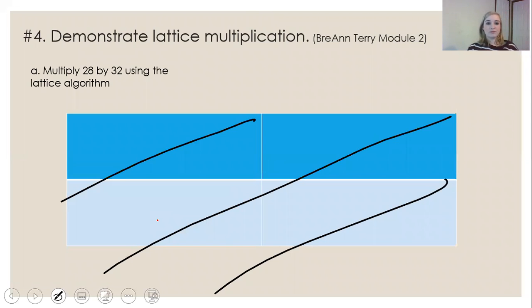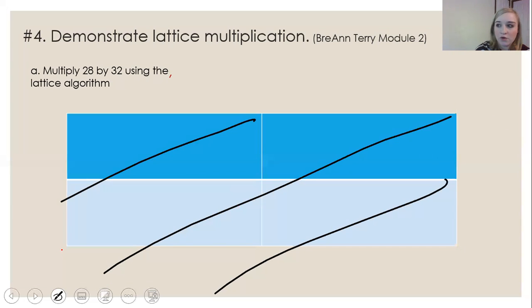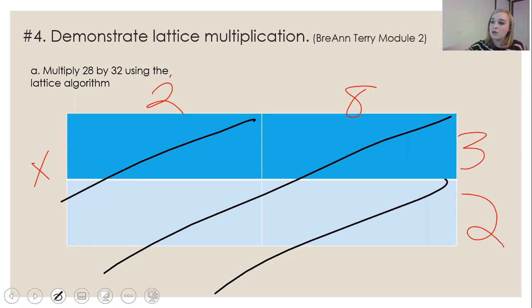Okay, moving on. Demonstrate lattice multiplication. So when we multiply, we would do 28 times 32. Another way to do it where we can see everything a little bit better is to use a table. So when we're doing this, we are going to do 28 times 32.